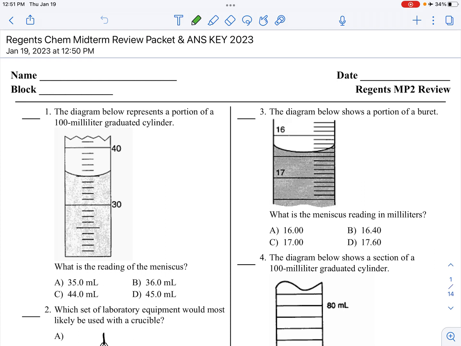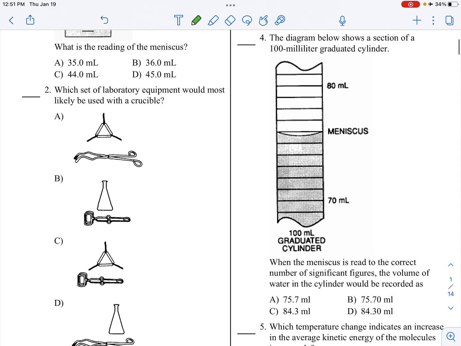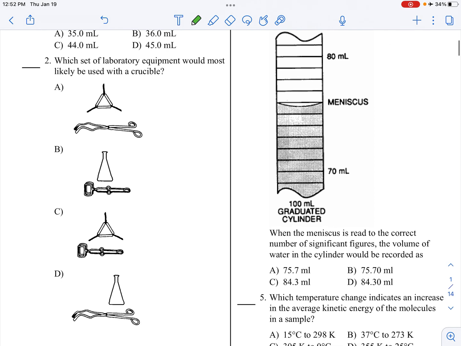Number one, the diagram below represents a portion of a 100 milliliter graduated cylinder. Read the meniscus. And the meniscus is the bottom. So we'll notice the scale. 1, 2, 3, 4, 5, 6, 7, 8, 9, 10. So it's right in the center, 35.0.